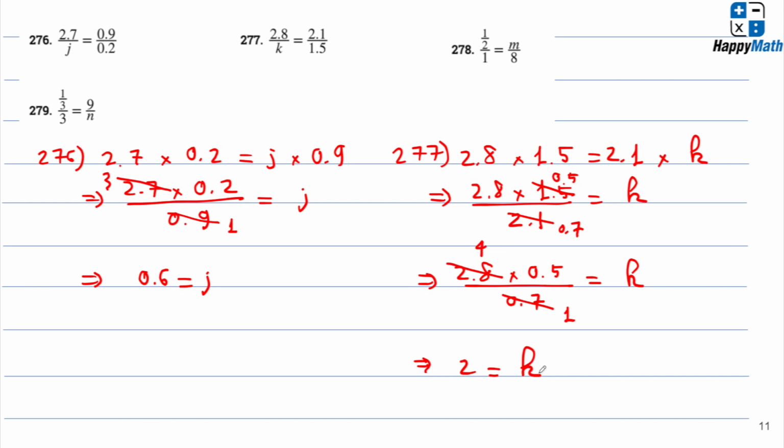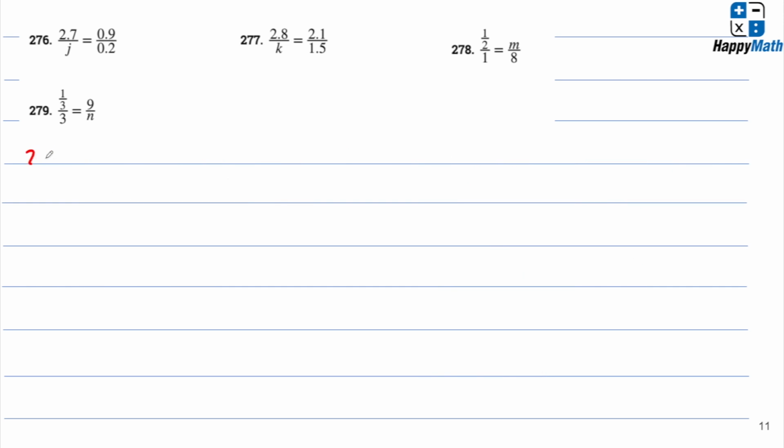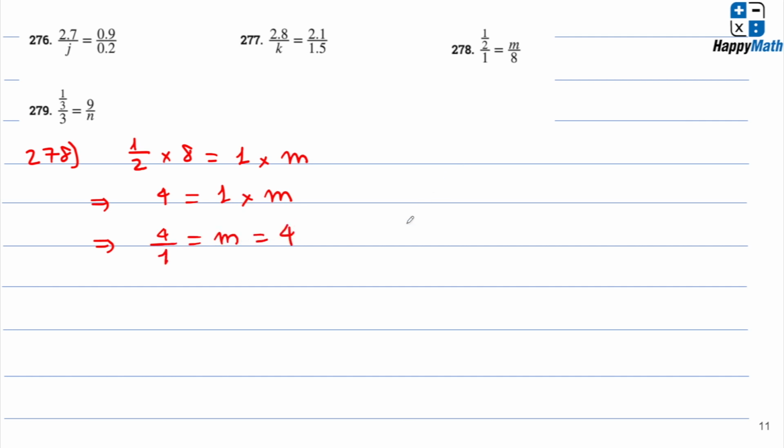And the last two questions will be the hardest questions. Rational, like a complex fraction over fraction. 278. 1 over 2 multiply 8 will be 1 times m. Simplify it first for m here, and then 4 divided by 1, so you get 4 as the final answer. And the last question, 1 over 3 times n, that will be equal to 3 times 9.